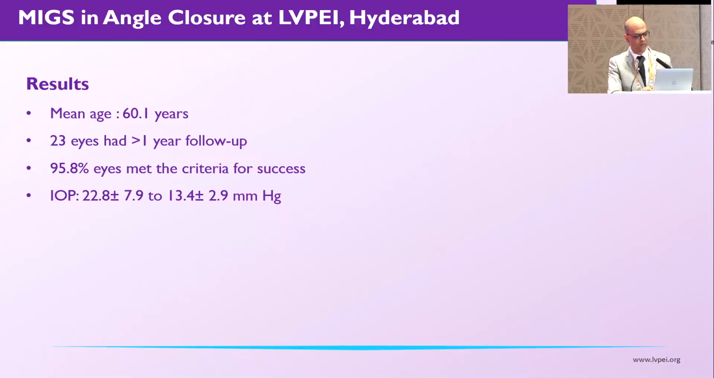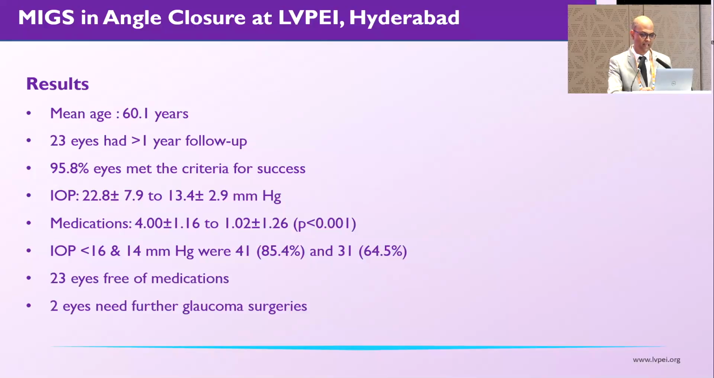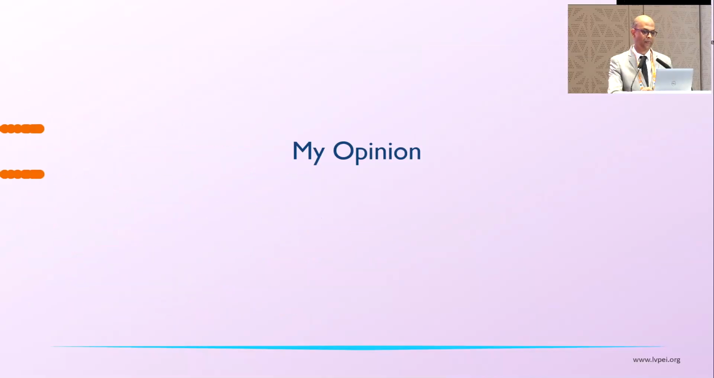Intraocular pressure reduced from around 23 to around 13, the mean intraocular pressure. The medications reduced from around 4 to 1. And 85% of patients had intraocular pressures less than 16. 65% of them had intraocular pressures less than 14. 23 out of 48 eyes were free of medication. 2 eyes, however, needed further glaucoma surgeries.